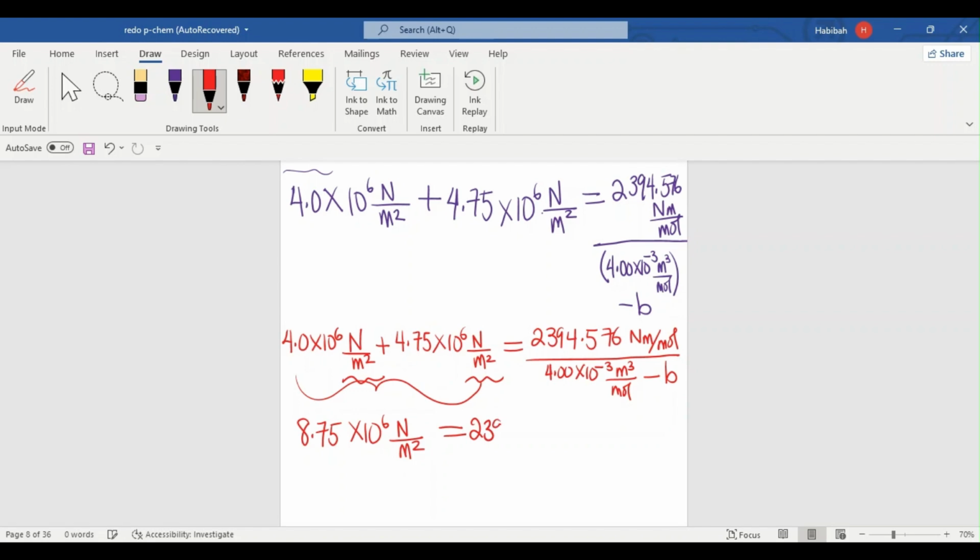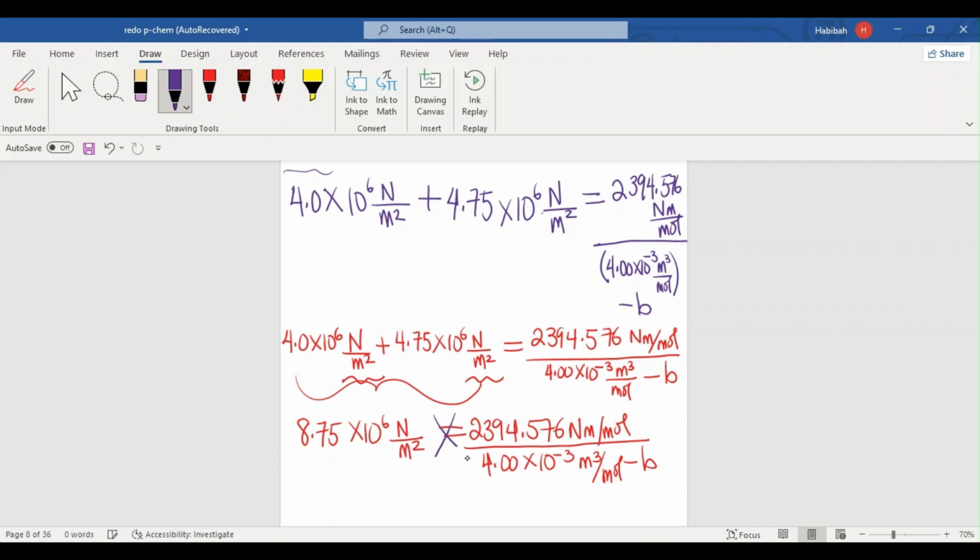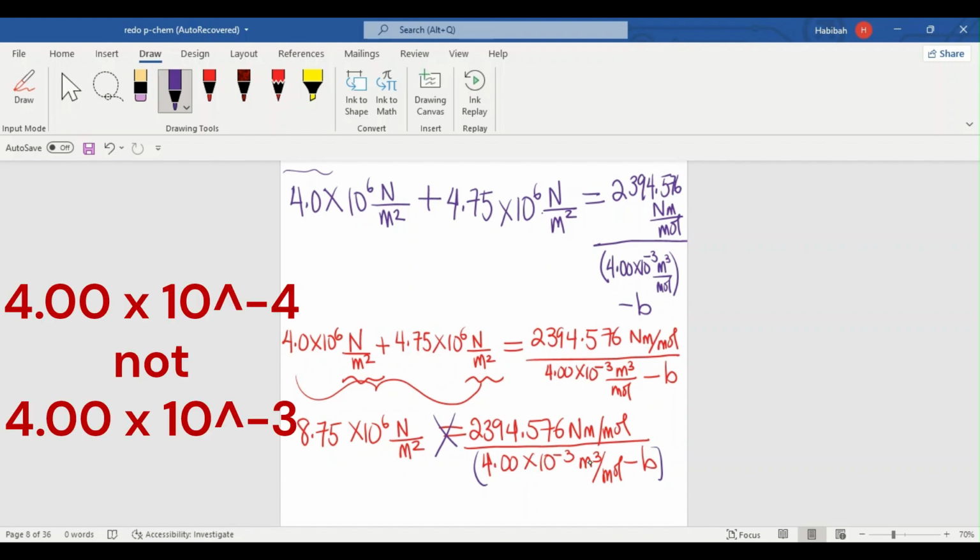And then 2394.576 Newton meter per mole divided by 4.00 times 10 raised to the power of negative 3 meter cube per mole minus B. So that's it. So yeah, we just simply cross multiply. And cross multiply, you just have 8.75 times 10 to the power of 6 Newton per meter squared times 4.00 times 10 to the power of negative 3 meter cube per mole. So we're going to multiply that one first.